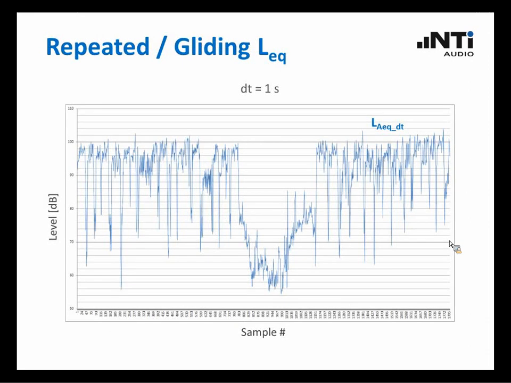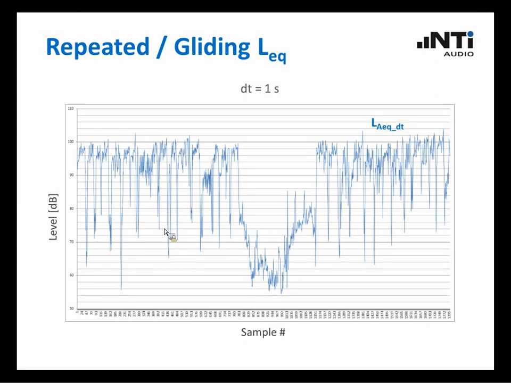Another important thing I would like to explain to you is the difference between repeated LEQ measurements and gliding LEQ measurements. What you see here is a graph from a musical recording with a logging interval of 1 second. So we are having actually a time frame of about 2 hours in front of us. You see down here all the samples, thousands of samples that have been recorded. The blue curve is the LAEQ dt, so the equivalent level per log interval.